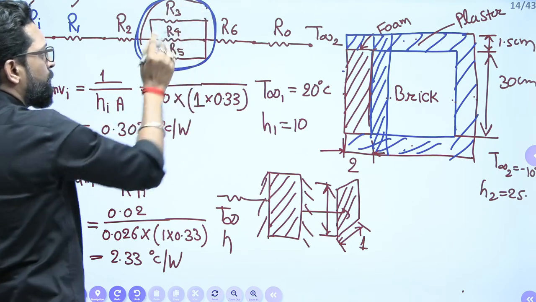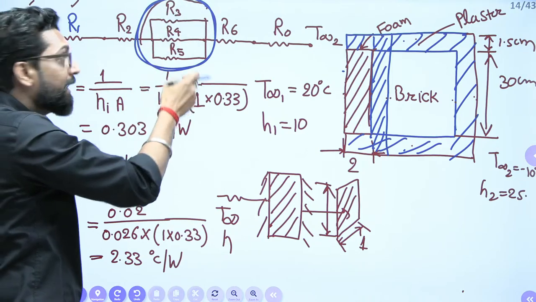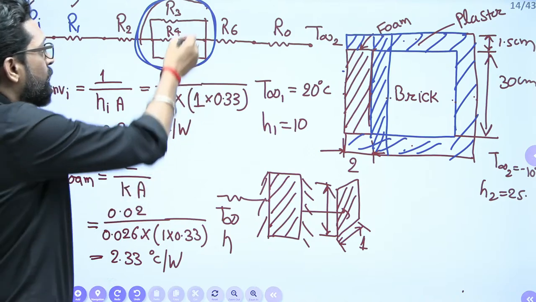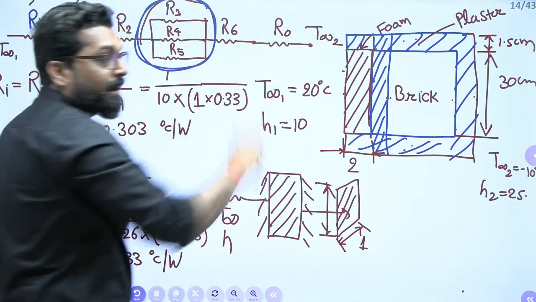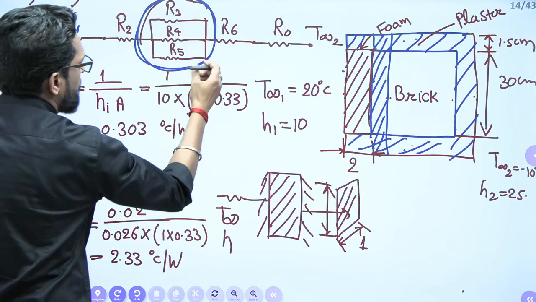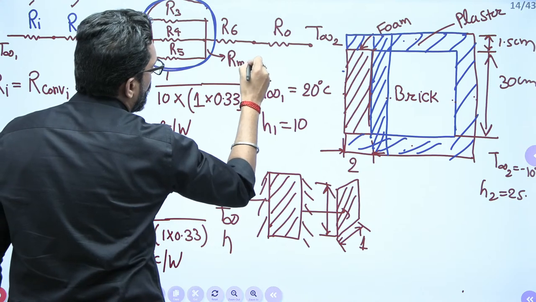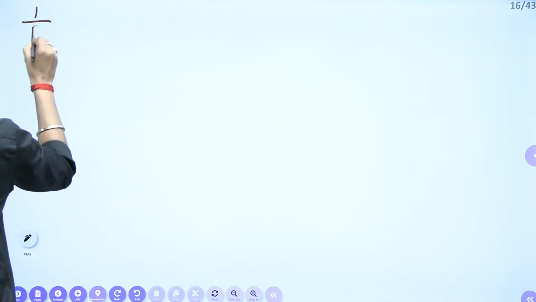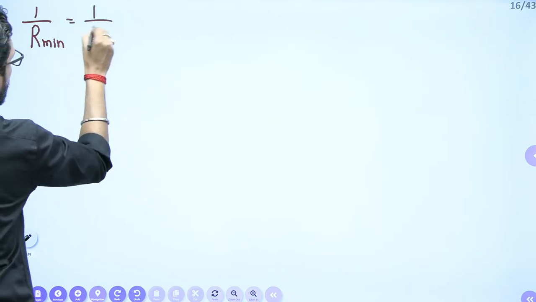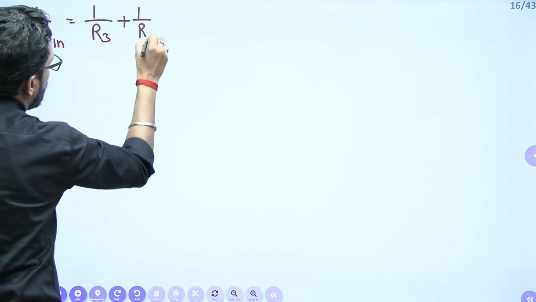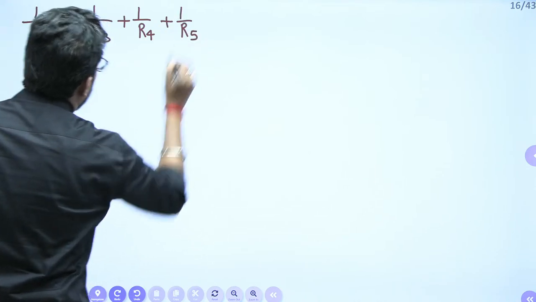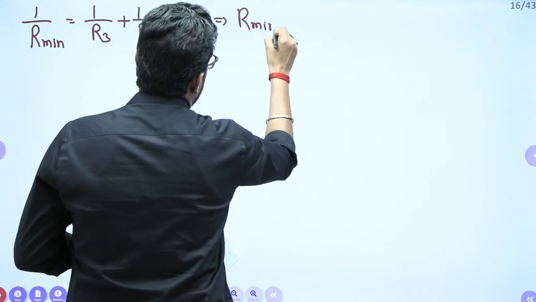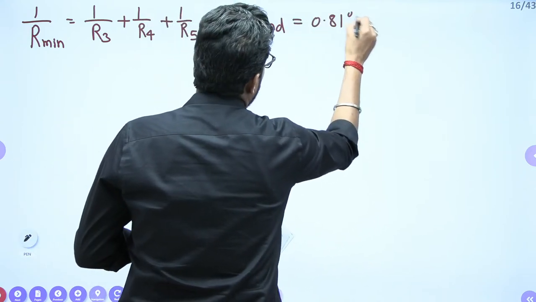Right. So, see, this is in series. This is your middle. R of middle: 1 by R of middle is equal to 1 by R3 plus 1 by R4 plus 1 by R5, and you calculate this equivalent resistance. Now we connect all this in parallel. Write down R of middle. If you put all these values, R middle is equal to 0.81 degree centigrade per unit watt.